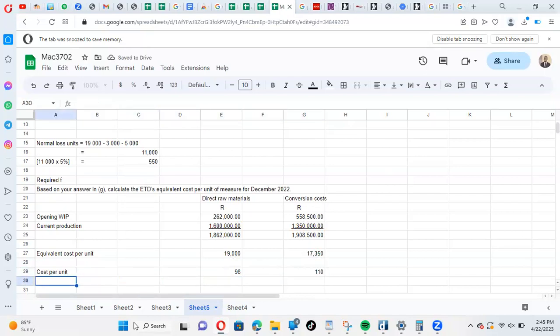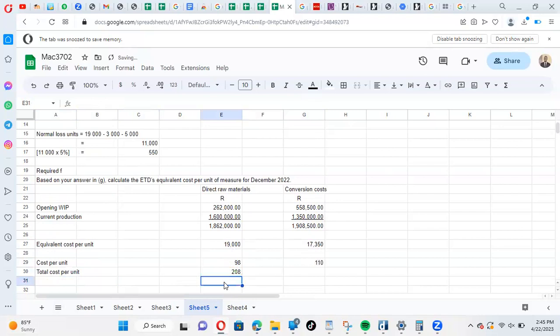So what then would be our total cost per unit? It's basically 98 plus 110, which is going to give you a healthy 108 there. Right. So far, so good. Any questions, guys? Please ask questions because we are leaving this one behind.